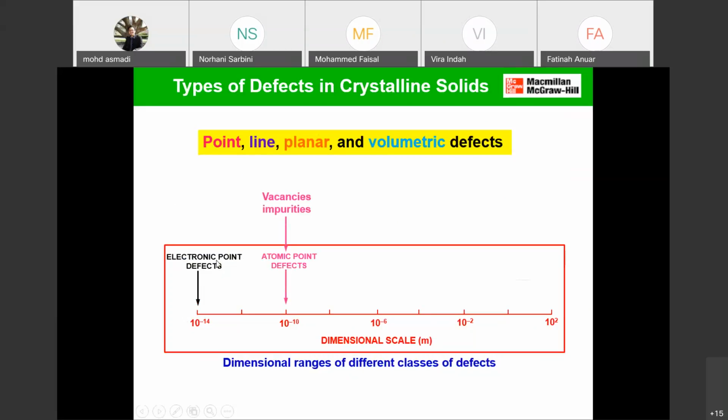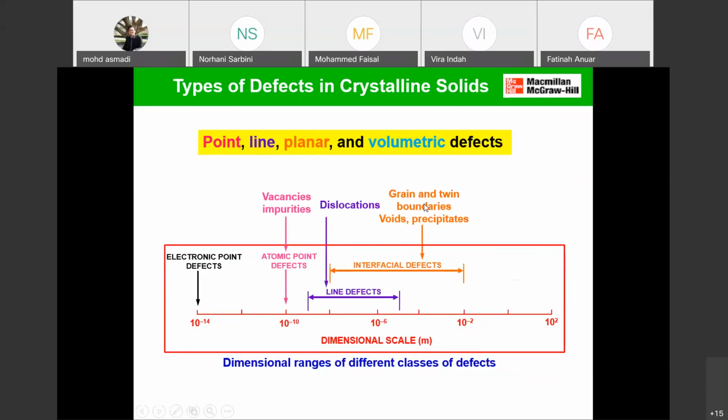If you look here, this is a point defect, 10 to the negative 14. This is a dimensional range or scale for different classes of defects. So an atomic point defect is much larger, 10 to the negative 10. This is a vacancy. Vacancy is a 0D point defect also. And this one is dislocation. Dislocation is between, I think, this one is 8, this one is 4, around below 10 to the negative 10. I think this one is 10 to the negative 5, this one 10 to the negative 9. This is what we call a line defect or dislocation, the size.